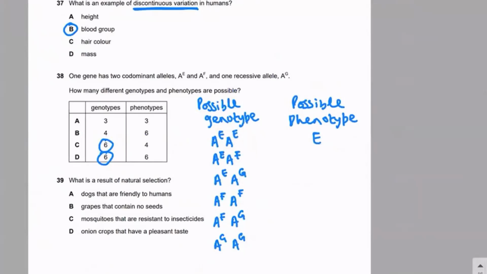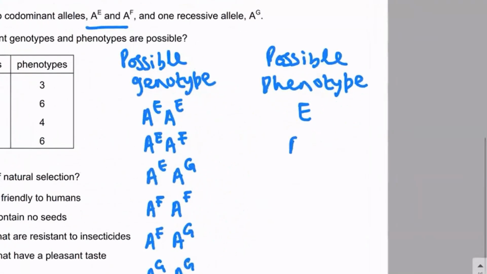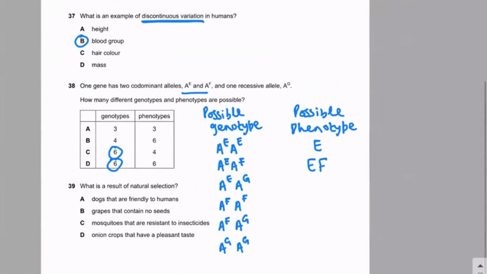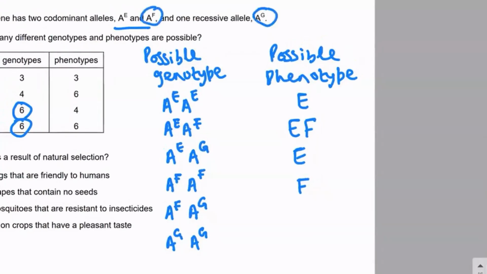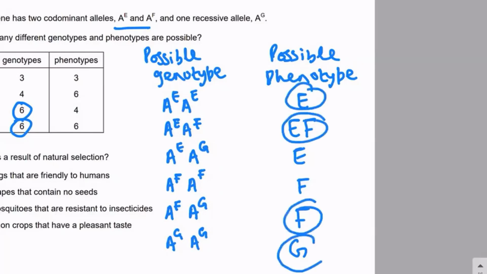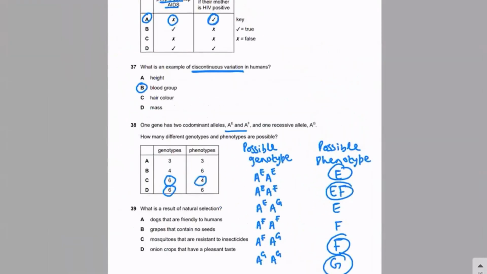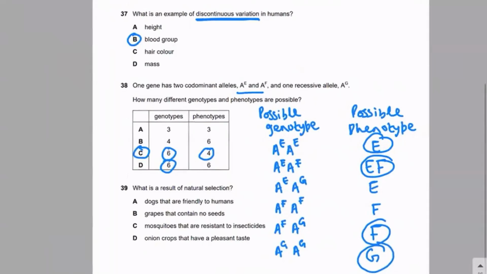What about AE and AF? AE and AF are codominant, so the phenotype that we get will be a mixture of E and F, for example. What about AE and AG? Because E is dominant, the phenotype will be E. G is recessive, right? What about AF AF? The phenotype will be F. What about AF AG? F is dominant and G is recessive, so the trait will be F. And what about AG AG? The trait will be G because both alleles are recessive. So how many different phenotypes do you get? E, EF, F, and G. So 4 different phenotypes you get. The answer is C.